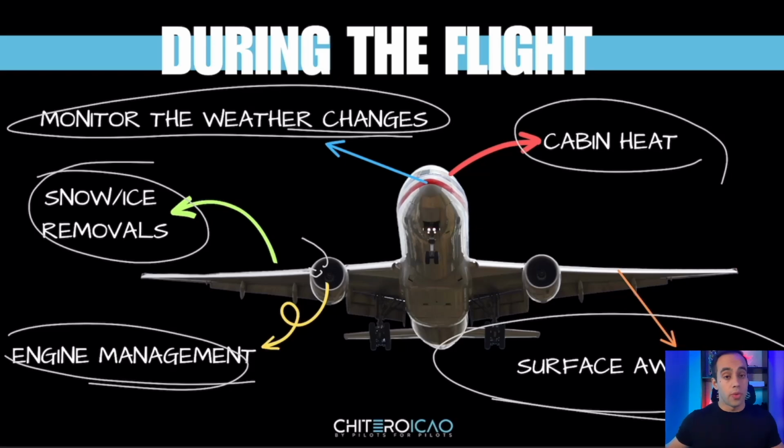We prepare the flight. We plan everything, see if it's doable. After that, we prepare the aircraft. Then we have to monitor everything during the flight, approach, land. I'm not going to talk about the landing.